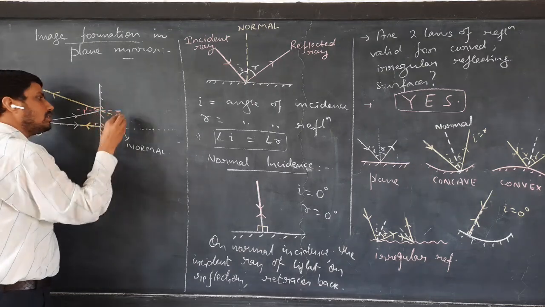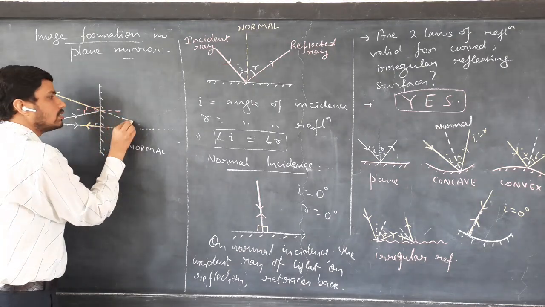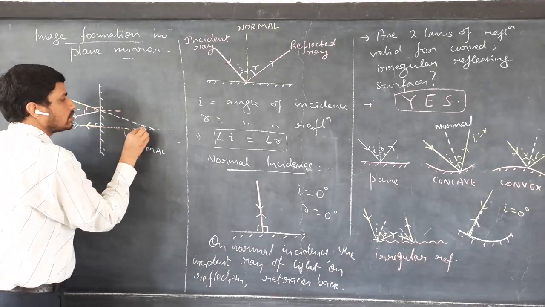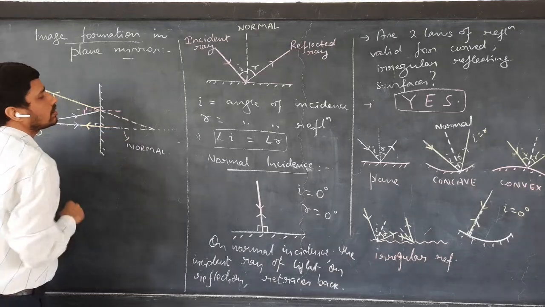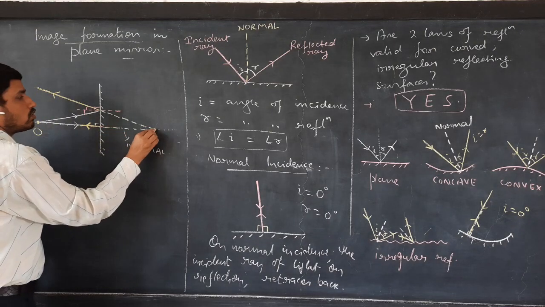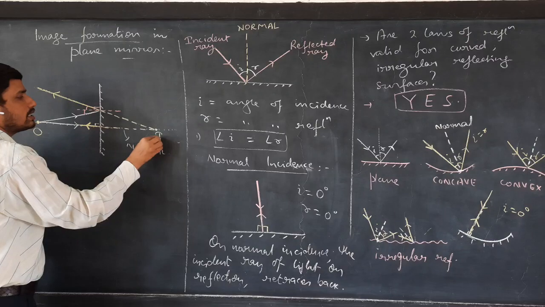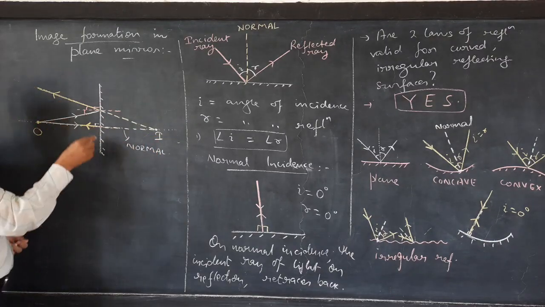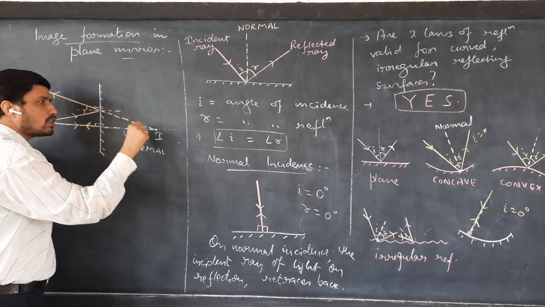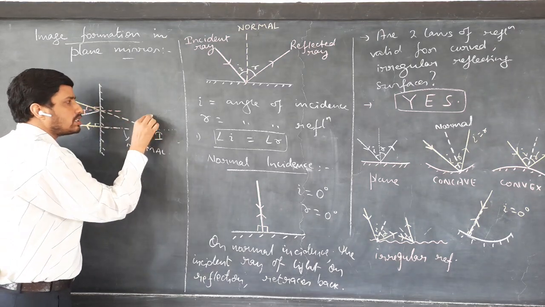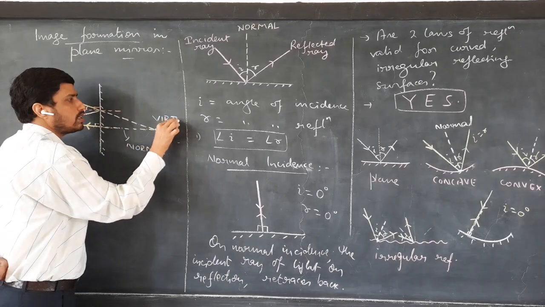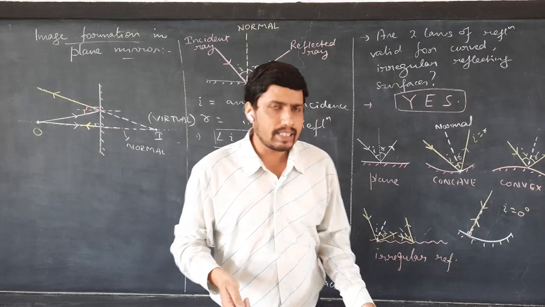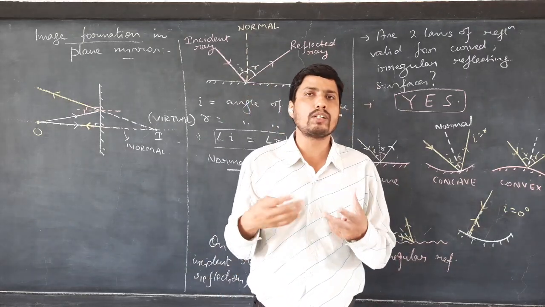So let me produce it backward. So they appear to meet at this point, and this point we will call I, I for image. Since the rays are not actually meeting, but are being produced backward to meet at this point, this kind of image we call a virtual image. Virtual means which is not real.